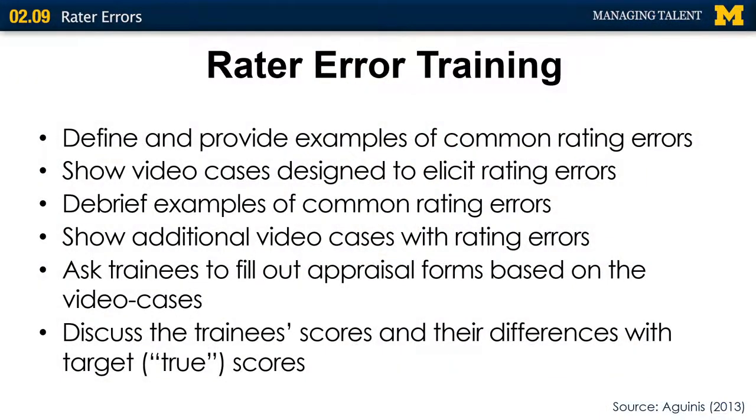One type of training is called the rater error training, which would start with our defining and providing examples of common rating errors, which is exactly what we've done so far. Then we would show video cases or discuss printed cases, vignettes, that are designed to elicit rating errors. They would be fictitious performance scenarios. You do brief examples of these common rating errors led by an experienced facilitator, and you go through the cycle multiple times, where the facilitator helps understand the differences between the trainee scores and the true scores for these fictitious vignettes.